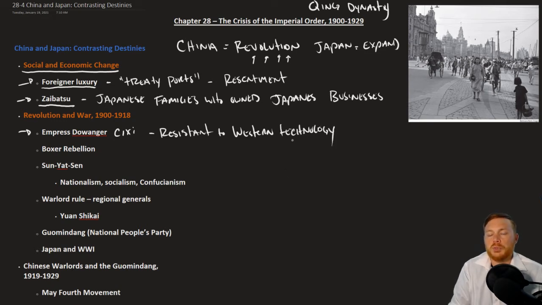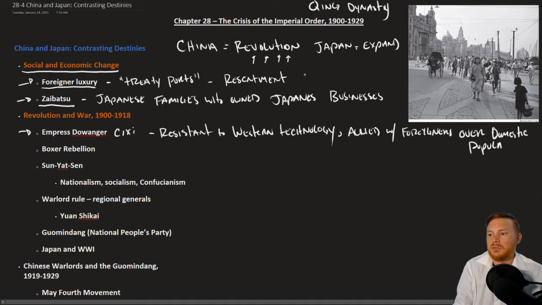It was the difference between Japan and China in that Japan adopted Western technology. The Chinese continued to resist it. But typically, Empress Cixi and other Qing rulers typically allied, historically anyway, with foreigners over the domestic population. So even in China, not only was there a lot of resentment towards outside powers, there was a lot of resentment at the Qing dynasty, which again used outside help to suppress and put down internal rebellions.